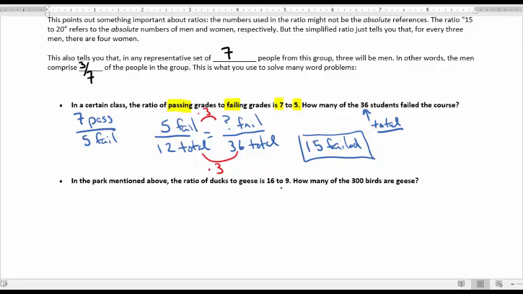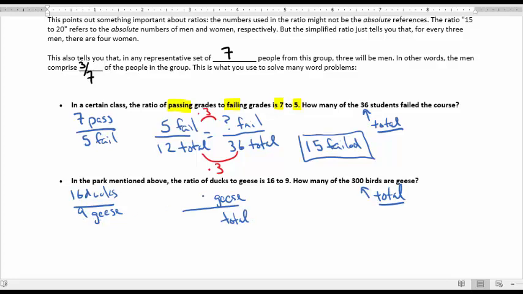And then you can do the same thing with this duck and geese problem, right? So if the ratio of ducks to geese was 16 to 9, how many of the 300, and again, this is now a total of birds, are geese? So if we know the ratio of ducks to geese is 16 to 9, so that means 16 ducks for 9 geese. We want the geese to the total bird ratio.